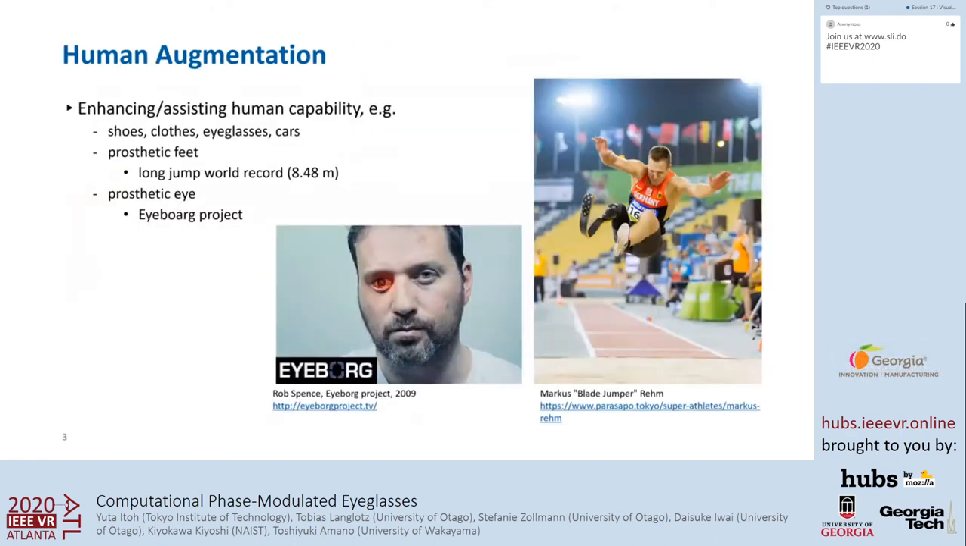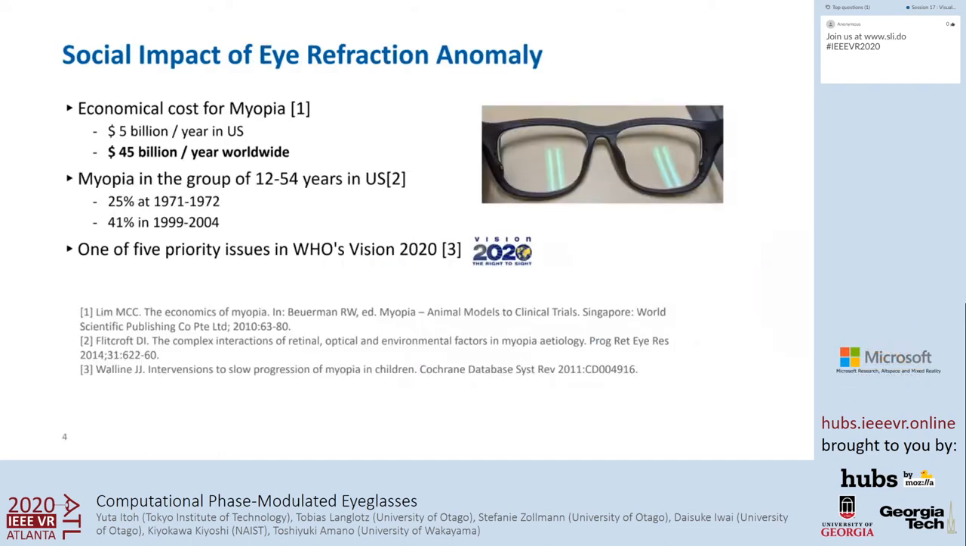The related area of this work is human augmentation, where people aim to enhance or assist human capabilities. Especially we are focusing on our human visual capability, like eyesight. So we're going to briefly discuss the current situation in this field. There is an interesting fact about the social impact of eye refraction anomalies, like nearsighted people or farsighted people, which typically comes with age. And there is a certain economic cost for myopia, for example. It's quite huge, like 45 billion per year worldwide.